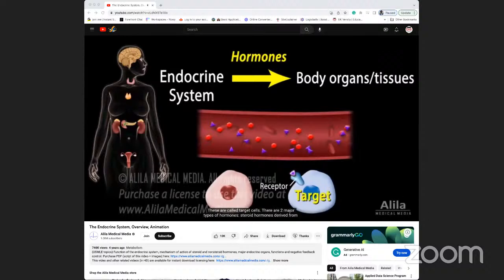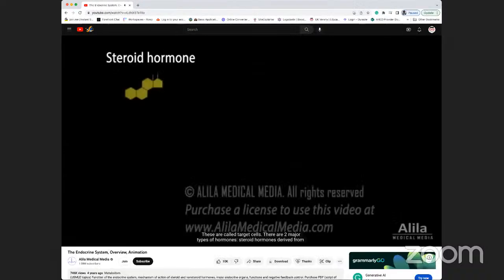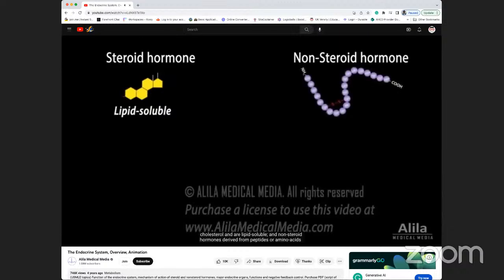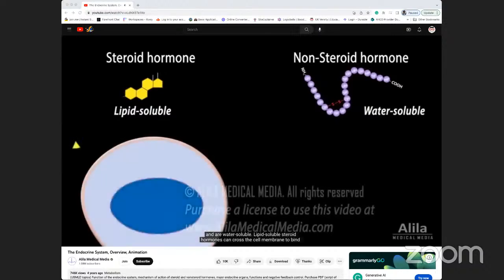There are two major types of hormones: steroid hormones derived from cholesterol and are lipid soluble, and non-steroid hormones derived from peptides or amino acids and are water soluble. Lipid soluble steroid hormones can cross the cell membrane to bind to their receptors inside the cells, either in the cytoplasm or nucleus. Steroid hormone receptors are typically transcription factors. Upon forming, the hormone receptor complex binds to specific DNA sequences to regulate gene expression, and thus mediating cellular response.